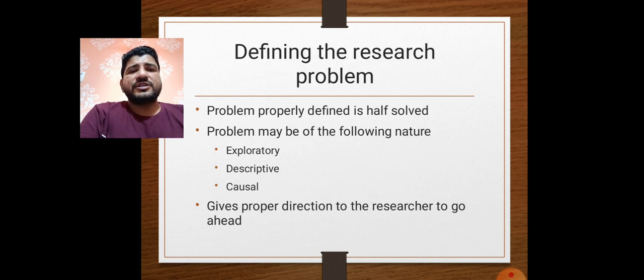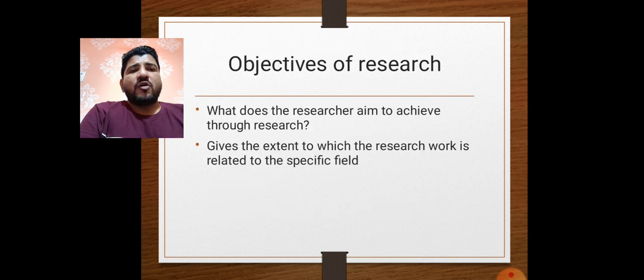Definition of research problem: a problem properly defined is half solved. A problem may be of the following nature: exploratory, descriptive, causal. It gives proper direction to the research to go ahead. Objective of research: what does the research aim to achieve? It gives the extent to which the research work is related to the specific field.